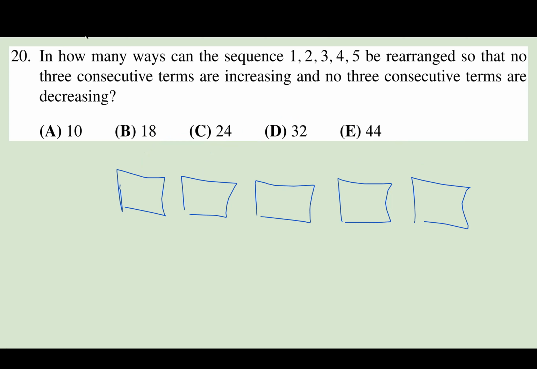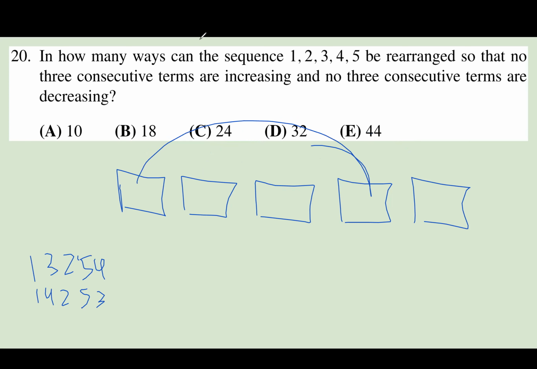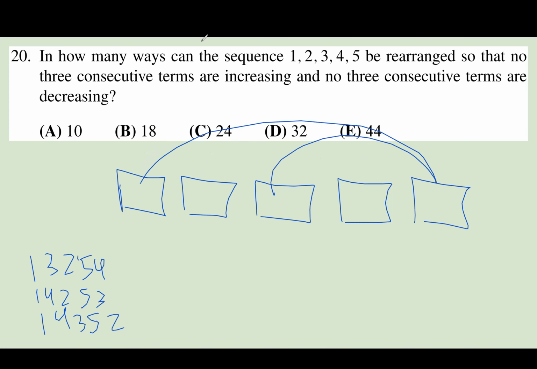Sorry, I need to be able to, yeah, okay. So 1, 3, 2, 5, 4 would work. Also, you could do 1, 4, 2, 5, 3. Okay, you could do 1, 4, 3, 5, 2. You could do 1, 5, 3, 4, 2, right?